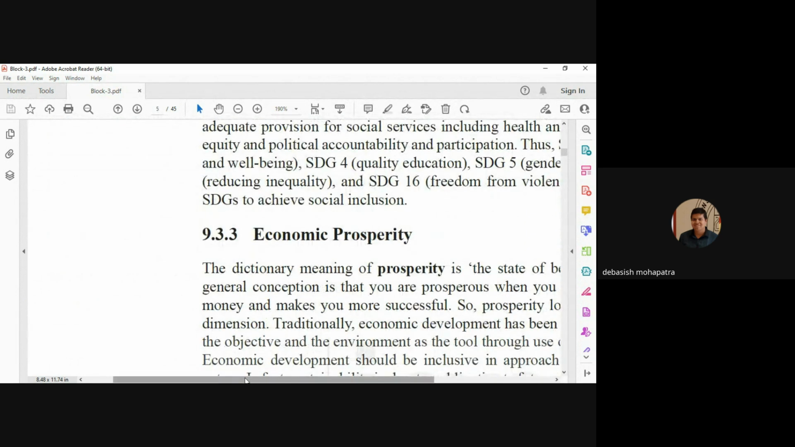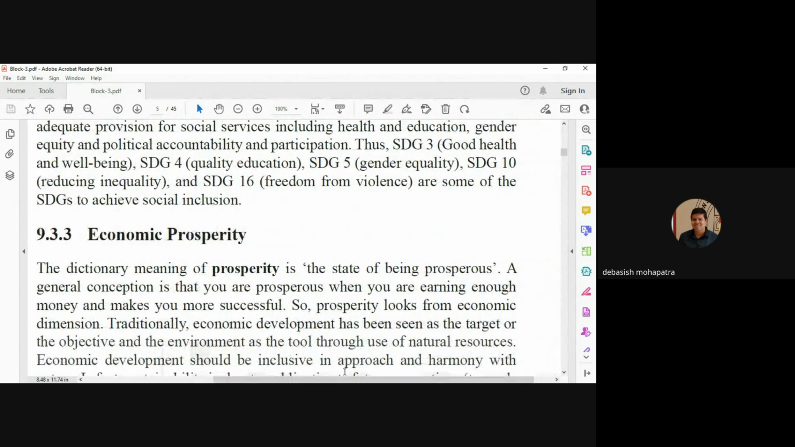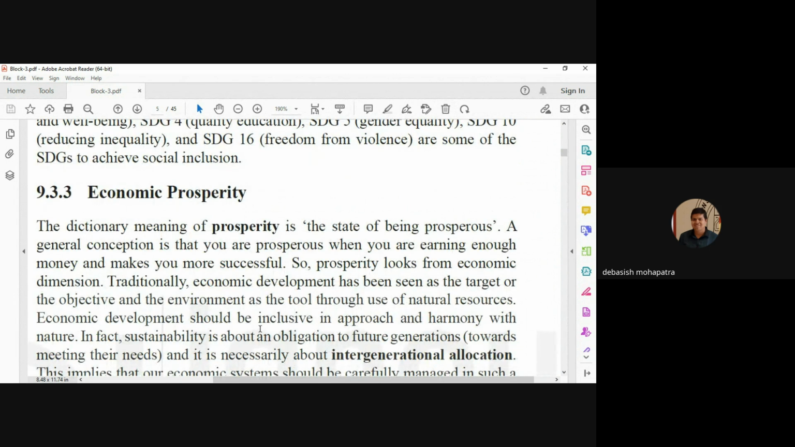Then economic prosperity. The dictionary meaning of prosperity is the state of being prosperous. A general concept is that, yes?